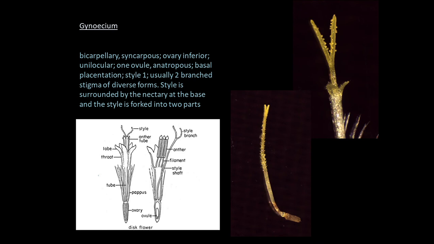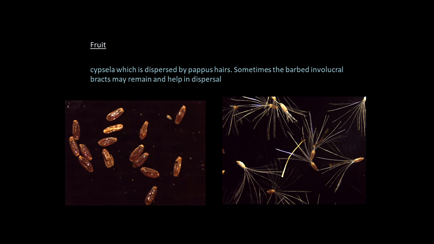Next is about its gynoecium characters. Gynoecium is bicarpellary syncarpous, ovary inferior, unilocular, one ovule, anatropous, basal placentation, style 1, usually 2 branched, stigma of diverse form. Style is surrounded by the nectary at the base and the style is forked into two parts. This style is bifid. The fruit is called cypsela, which is dispersed by pappus hairs. Sometimes the barbed involucral bracts may remain and help in dispersal.